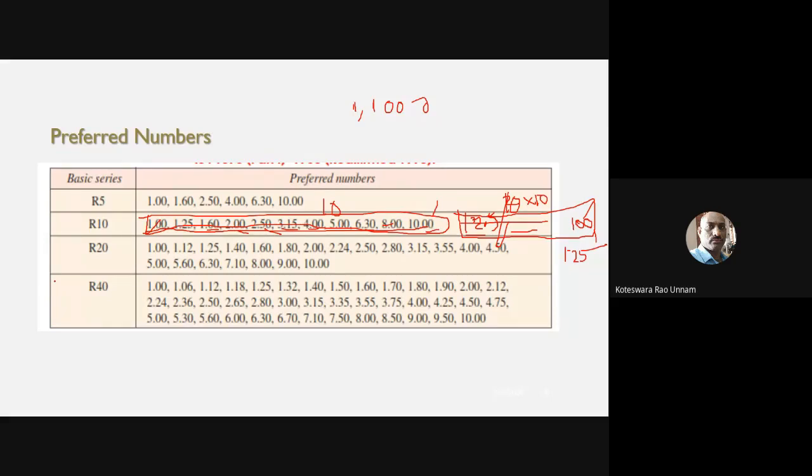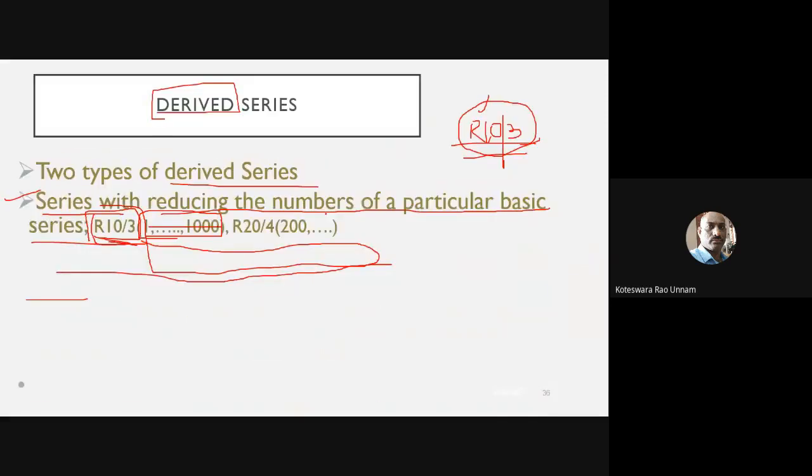Like that I can generate a series for any upper limit, whether it is 10, 100, 1000 or 5000. I can easily generate a series of numbers up to any desired limit. Then, if I want to reduce the size, again like we followed R10 by 3, I'll choose every third number in the series for my series.